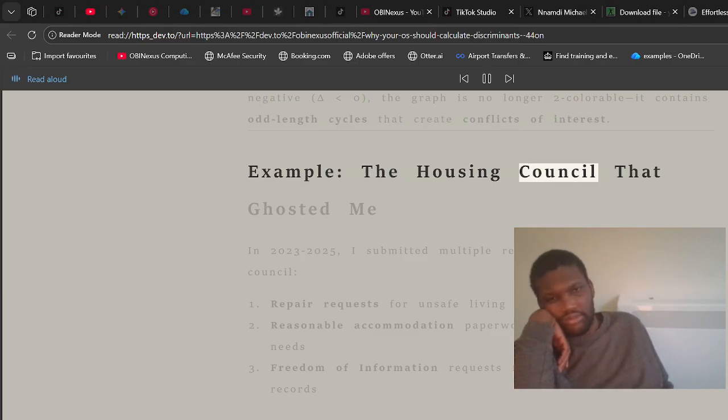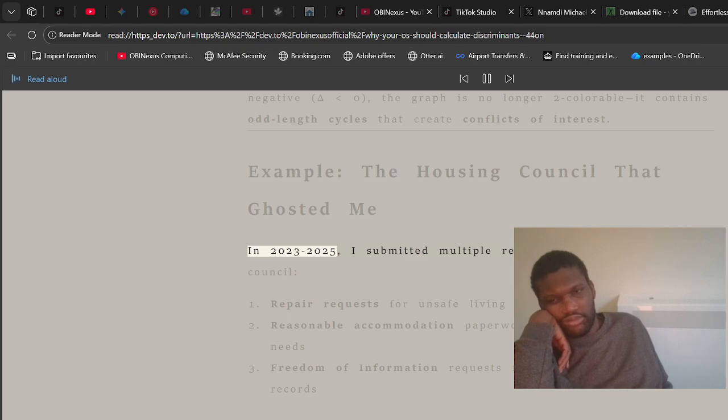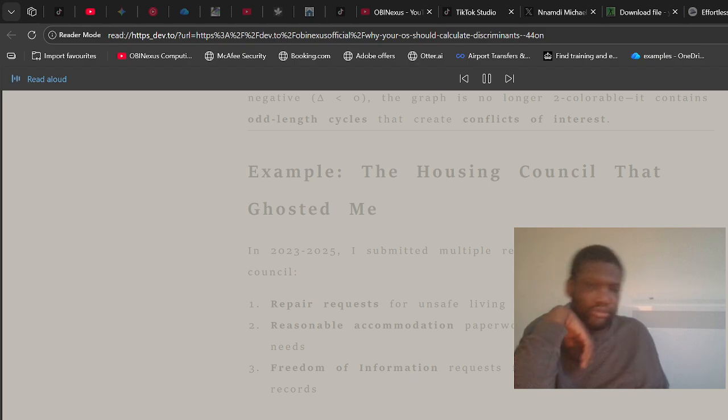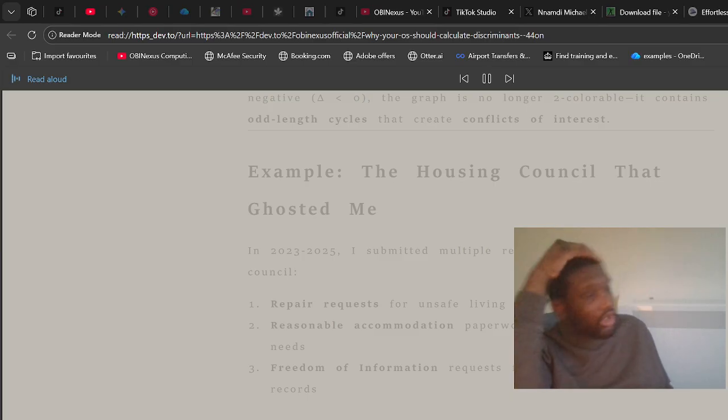Example: the housing council that ghosted me. In 2023 to 2025, I submitted multiple requests to my local housing council. Repair requests for unsafe living conditions. Reasonable accommodation paperwork for neurodivergent needs. A freedom of information request for decision-making records. Standard response time per their policy: 20 working days. Actual response time: 60-plus days, often with no response at all.